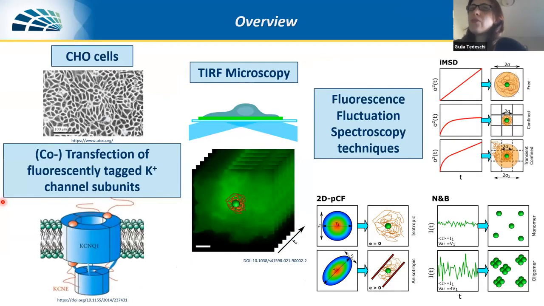So just an overview. In this work, we were using CHO cells, Chinese hamster ovary cells. We were transfecting or co-transfecting those cells with subunits of potassium channel. They were fluorescently tagged. And then to study their dynamics and oligomerization state, we were using a TIRF microscopy, so we were getting the illumination and signal only from the membrane. Our time lapse was then analyzed with three different fluctuation techniques that probably you heard about a lot during this workshop. They are going to be IMSD, number and brightness, and 2D pair correlation.